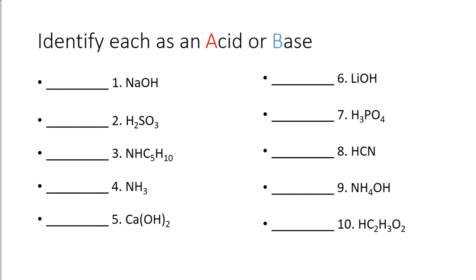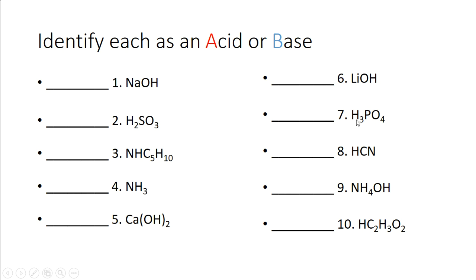And as sort of practice, I asked you to identify each of these as whether it was a base or an acid. So sodium hydroxide, NaOH, does not have a leading H, has an OH anion, so that's going to be a base. H2SO3 has hydrogen as a leading, so that's going to be an acid. NHC5H10, I believe that's piperidine or something, I think. Anyway, the point is it has the N in front, so that's going to be a weak base. This is ammonia, that's a weak base. Calcium hydroxide has OH, that's a base. Lithium hydroxide has OH, that's a base.